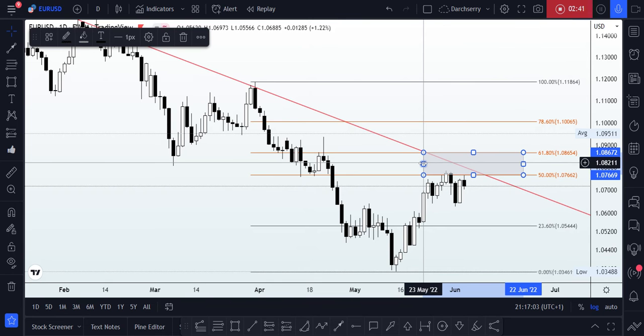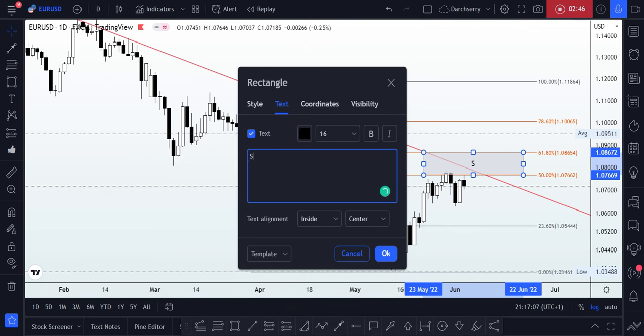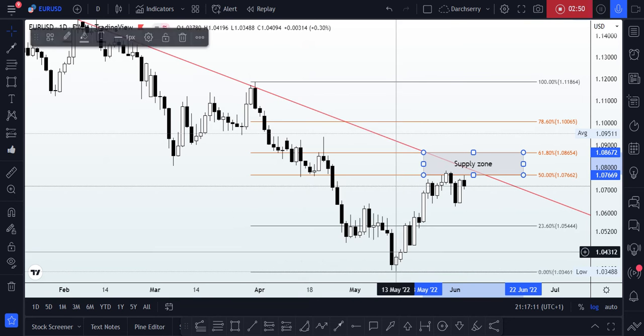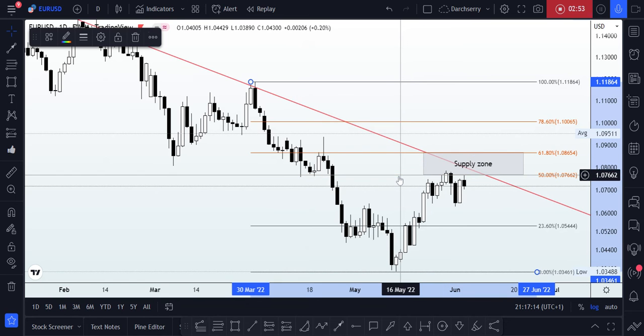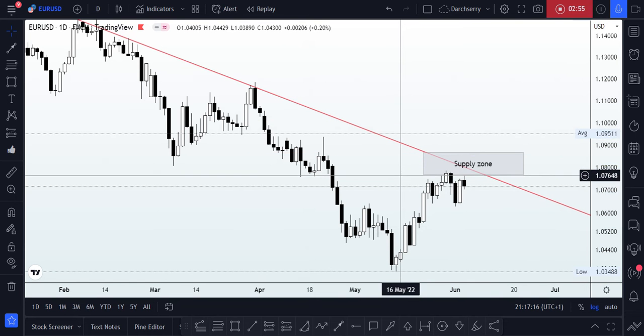So if you allow me, for the sake of clarity, let's give this a label. We label this supply zone. So we have a supply zone around that area. So allow me to delete the retracement tool at this point.